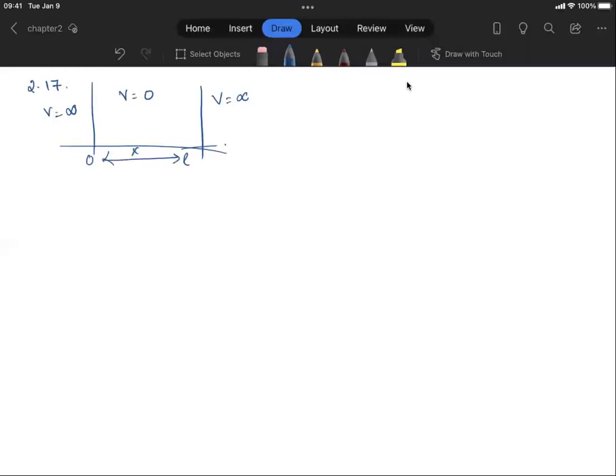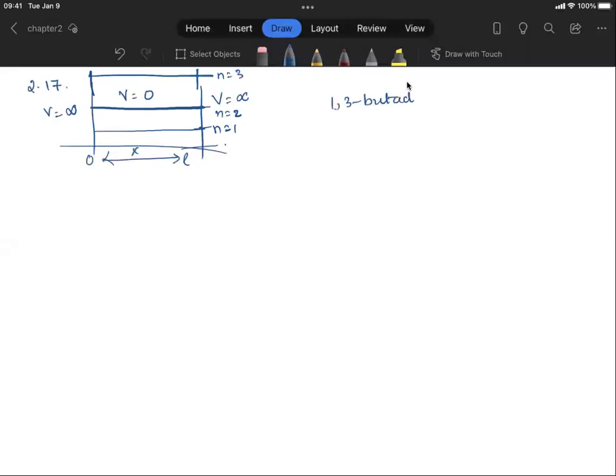The Pauli exclusion principle allows no more than 2 electrons to occupy each box level. So these are the different box levels, right? N equals 1, N equals 2, N equals 3, and so on. Now, the Pauli exclusion principle only allows 2 electrons to occupy each box level.